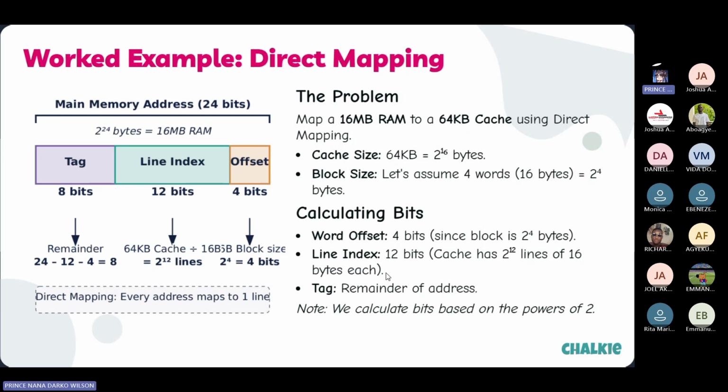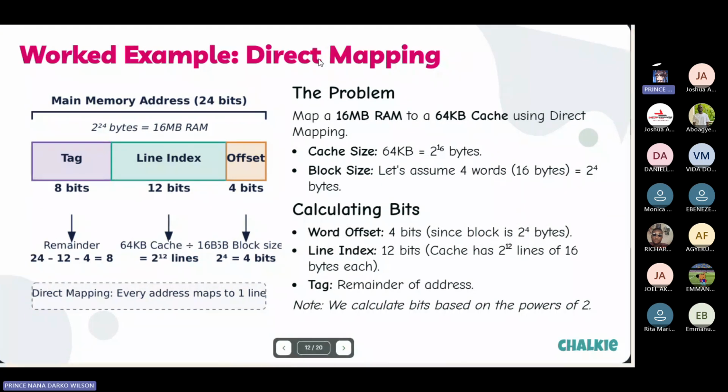The line index, on the other hand, is what you get when you divide the number of cache lines by the block size, by the offset, sorry. And then I will do examples, as I said. And finally, you get your tag by subtracting what is left. So let me just quickly show you what I mean.